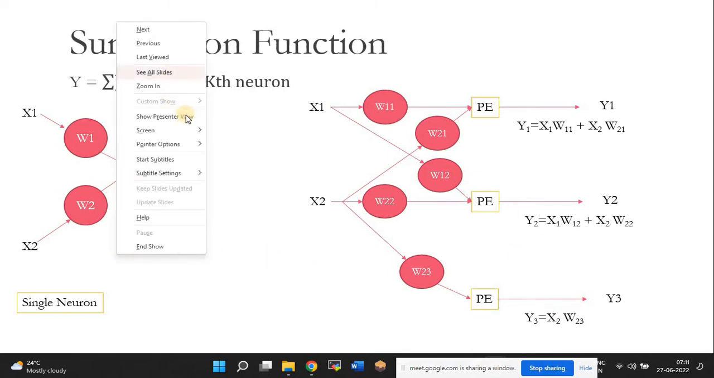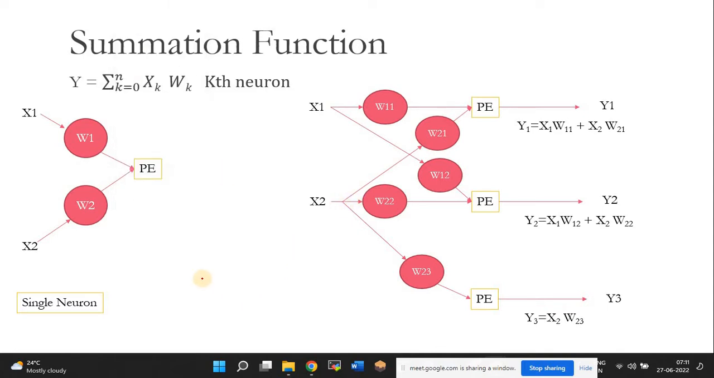All the entities, where are they? Pointer function, pen. Okay, so this y1 is within this processing unit. This processing unit, where w1, w2, all these things come in, is the reason for this y1 function. Similarly the y2 and the y3.